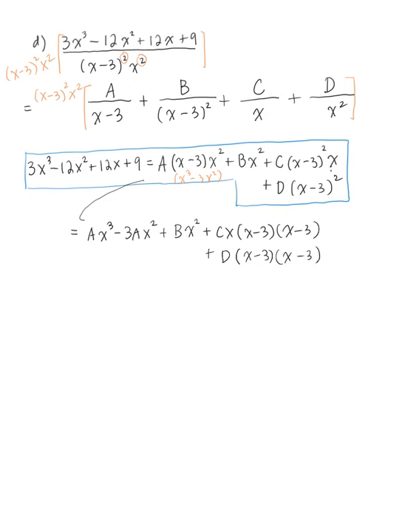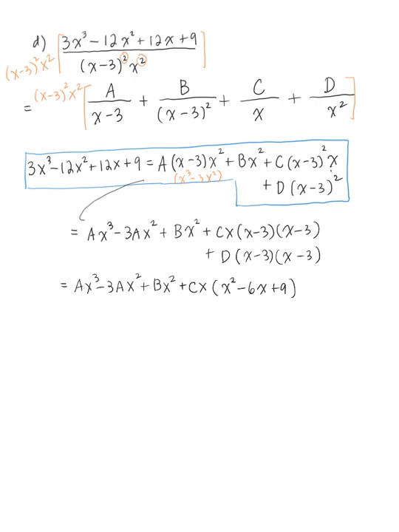All right, so I think this could be the worst case scenario, but we got this. Now let me just rewrite. So you've got ax cubed minus 3ax squared plus bx squared. Okay, now let's do this step by step. Now cx times, I'm going to FOIL x minus 3 times x minus 3. Then you're going to have x squared minus 6x and then plus 9.